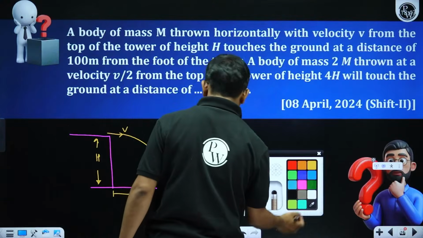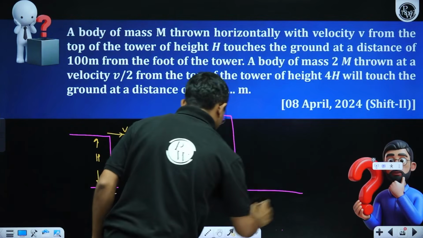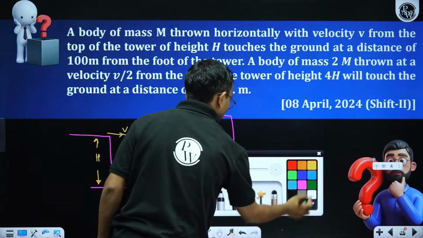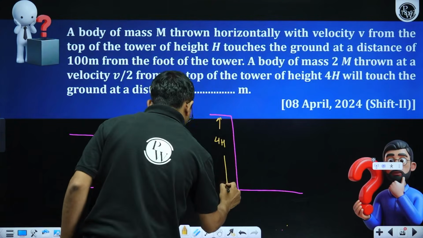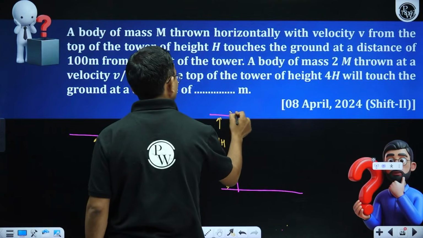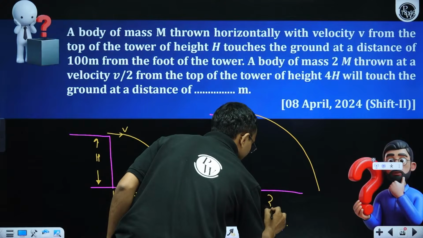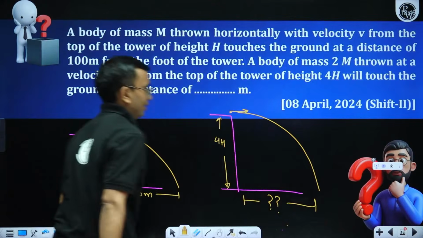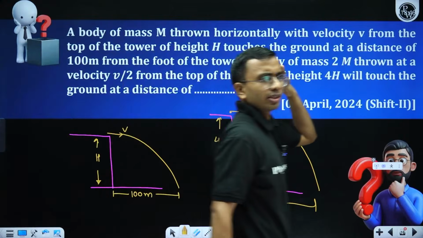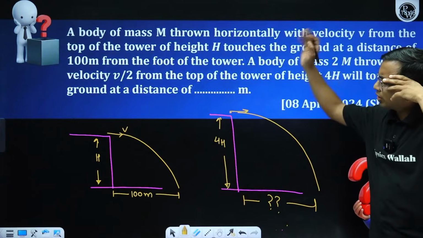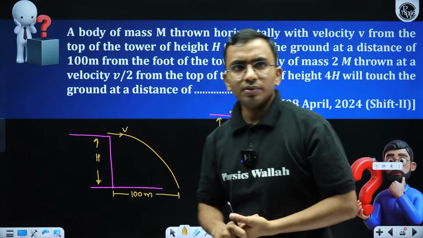Means next case, we have a very high tower. Here the height is 4h. Now you are throwing the particle from here, and you have to find at what distance it will land. Change of mass will not make any change, whether you project a 2m mass, 4m mass or m mass, that will not make any change in the motion.